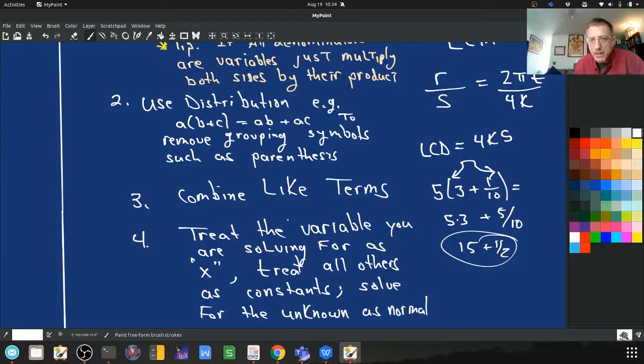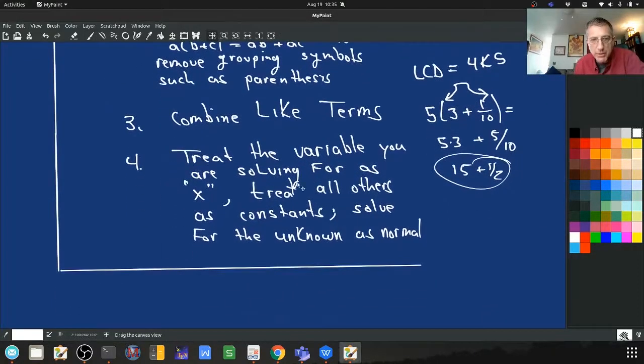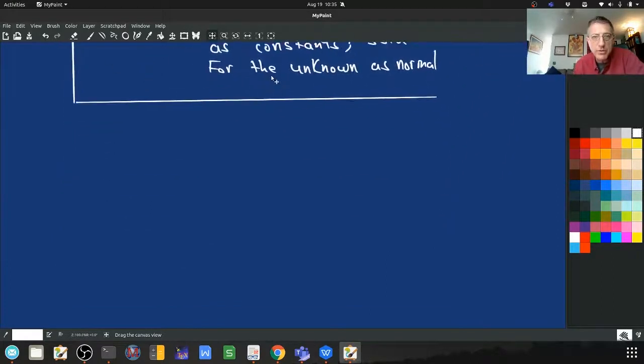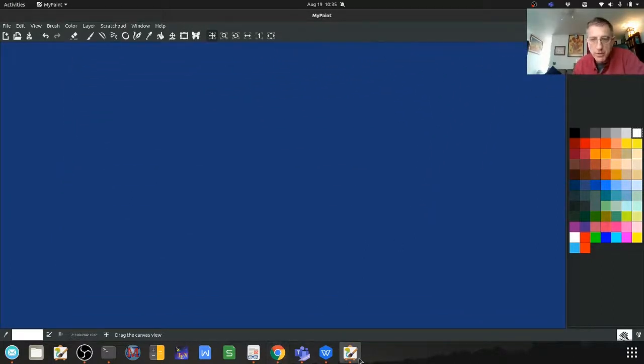How do you combine like terms? Well, the variable that you're solving for, that's your unknown. Any terms that have your unknown, you put them together, and any other terms, you just treat them like constants. And that's exactly what I say in the next step. Treat the variable you're solving for as an x, and then treat all others as constants, and then solve for the unknown as normal.